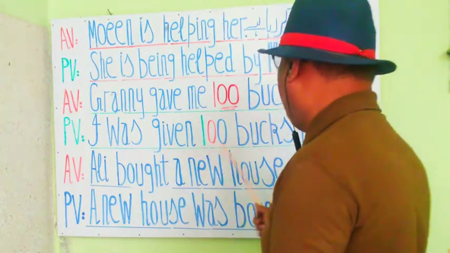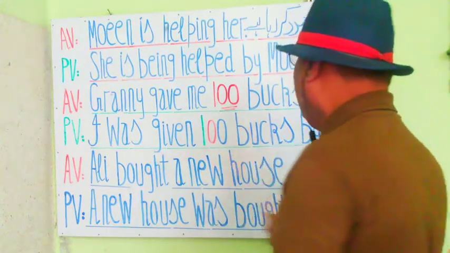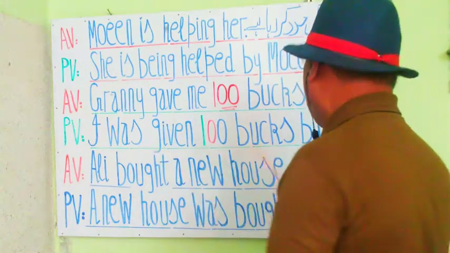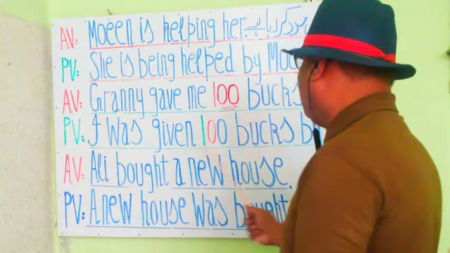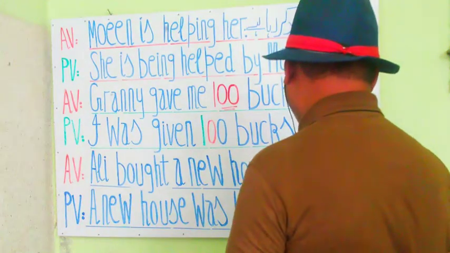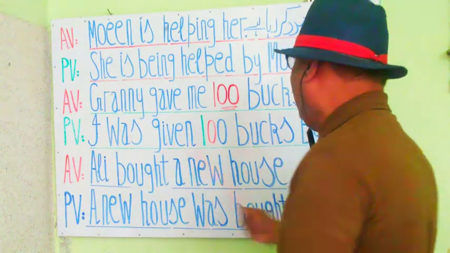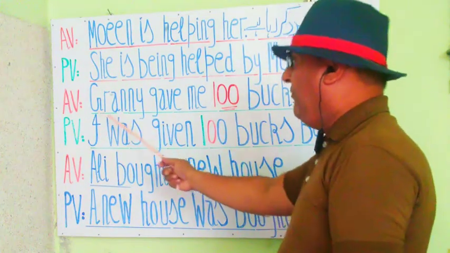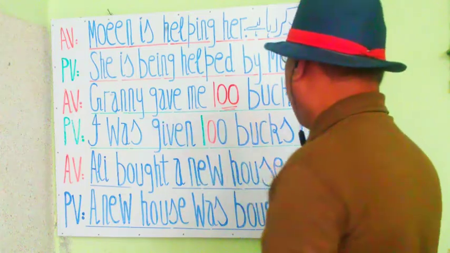I was given 100 bucks by Granny. दादी अम्मा से मुझे $100 दिए गए. I was given, मुझे दिए गए, 100 bucks by Granny. And our active voice statement is Granny gave me 100 bucks.